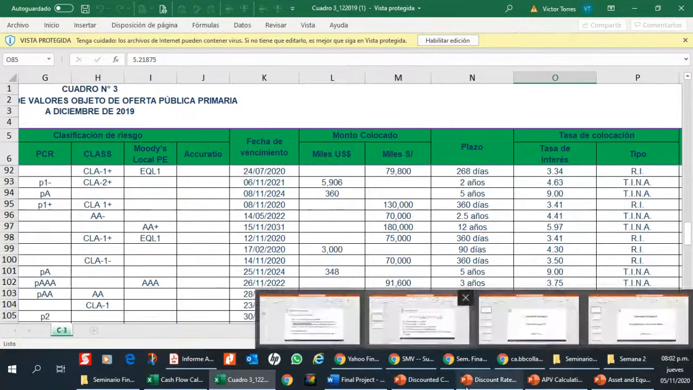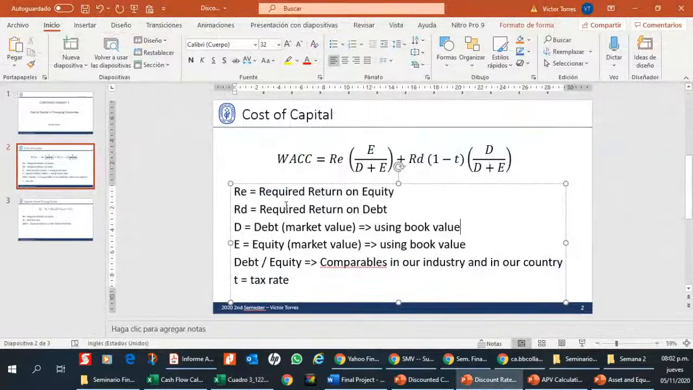Okay. Without further ado, we have already covered the more direct elements of the weighted average cost of capital, right? We have talked about, should we do an adjustment?